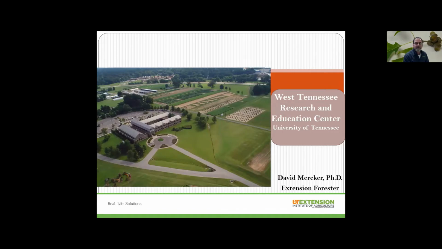This is the West Tennessee Research and Education Center in Jackson, where I'm located. If you haven't had a chance to come visit us, please do sometime. There's a lot to see out here and a lot of education that is being taught out this way.